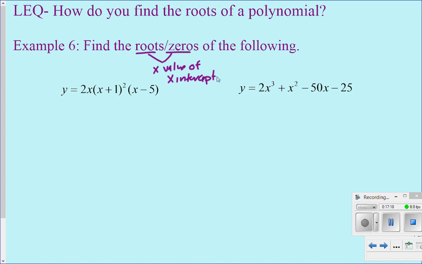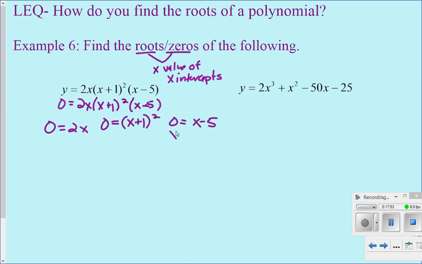Okay, so in the previous problem, we found the x-intercepts and we wrote those as coordinate points. Well, roots and zeros, you actually don't really want the 0 with it. You just want the x value. So the x values that make the x-intercepts. But I am still going to put 0 in for y because that's how we find roots or zeros. This one's already factored for us. So we can just set each of those factors equal to 0 and solve for x.